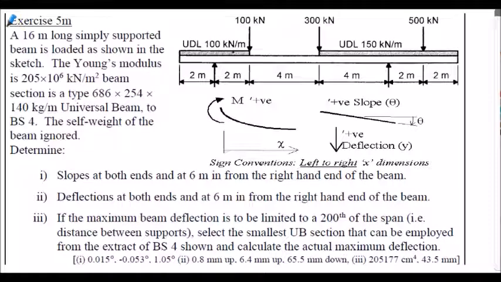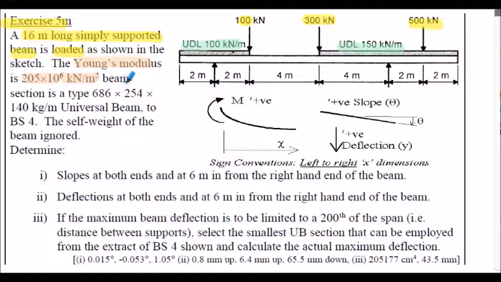Here's another exercise, exercise 5. A 16 meter long simply supported beam is loaded as shown in the question. We have 3 point loads applied to the beam, and we have two partial UDLs over the beam. We're given in the question the Young's modulus is 205 times 10 to the 6 kilonewtons per meter squared.